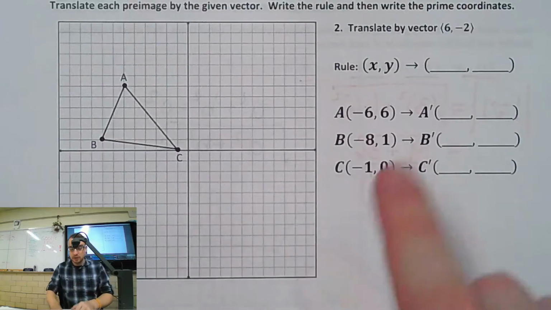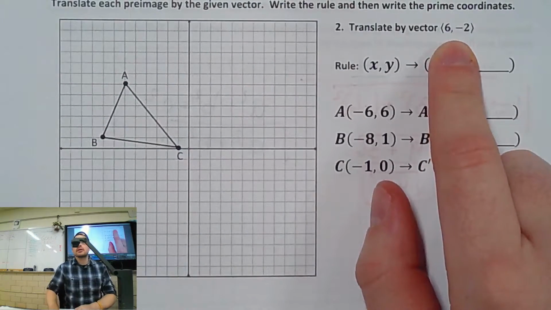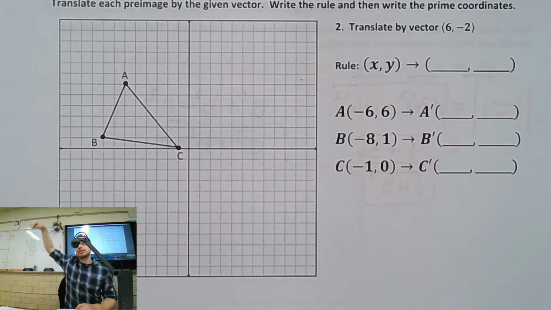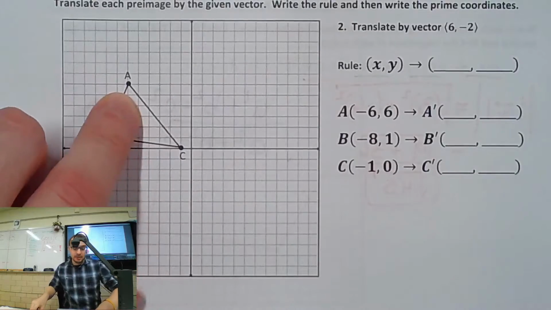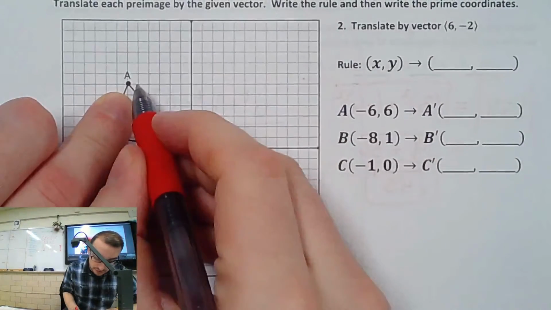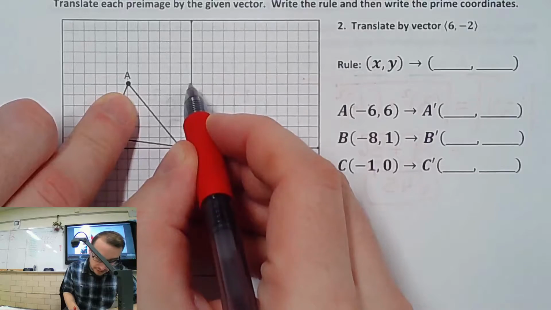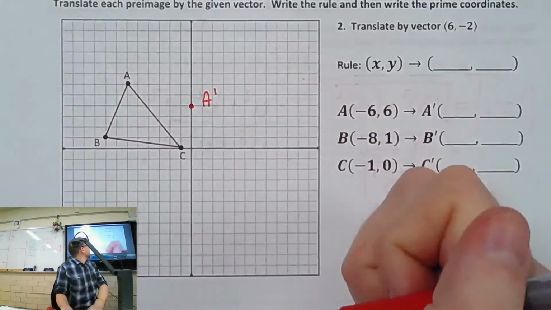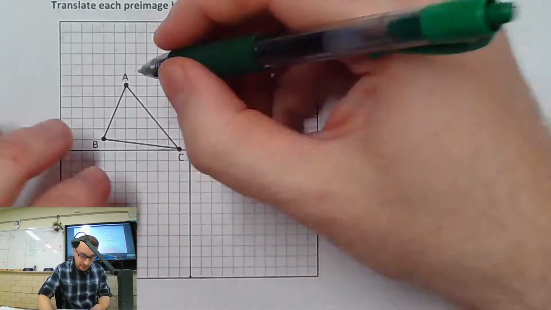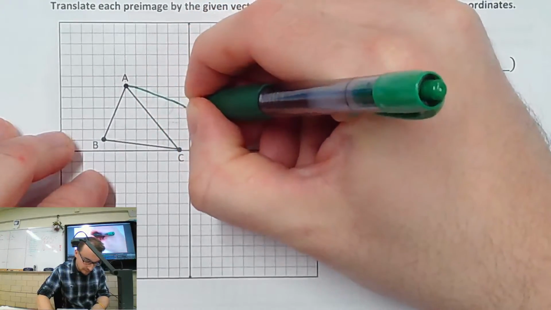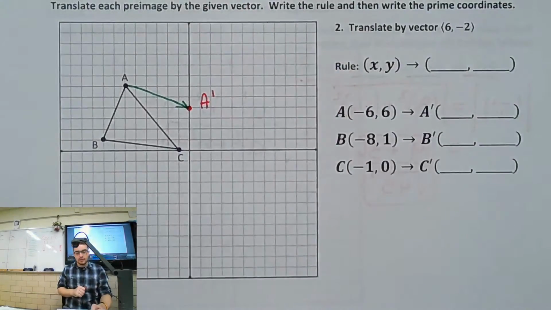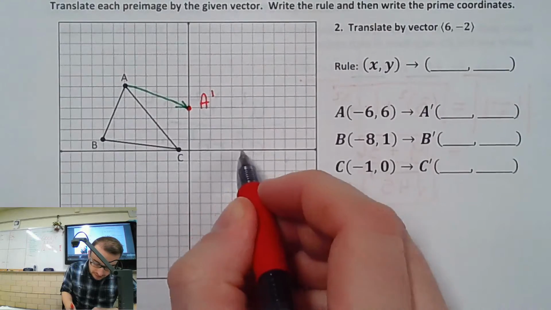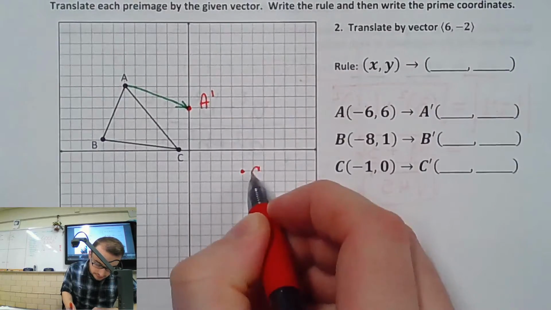Here's what we're going to do. We're going to translate by this vector, 6, negative 2. Horizontal component of 6, so 6 to the right is what we're doing, and then negative 2 down. So every vertex is going to be 6 to the right, 1, 2, 3, 4, 5, 6, and 2 down. So A prime is going to end up here when we translate it by the vector. Now we're going to do that to every single vertex. There's the vector. We're going to do it to C, 6 to the right, 1, 2, 3, 4, 5, 6, and 2 down. That's C prime.